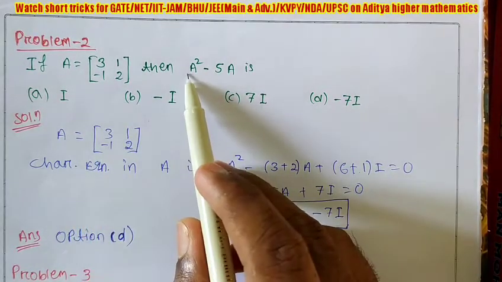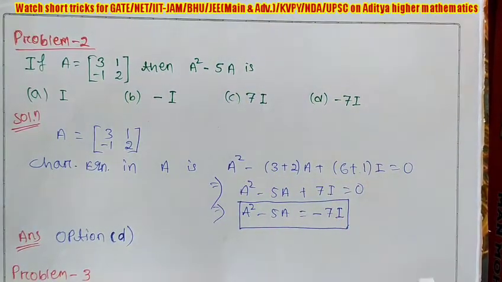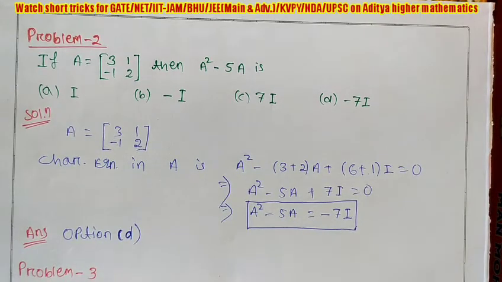But in the question you have to find only A square minus 5A. So that plus 7I you take to the right-hand side. So A square minus 5A is minus 7I. Simple. You can see only in 2 steps we are getting our answer. Now you can realize how valuable this trick is.